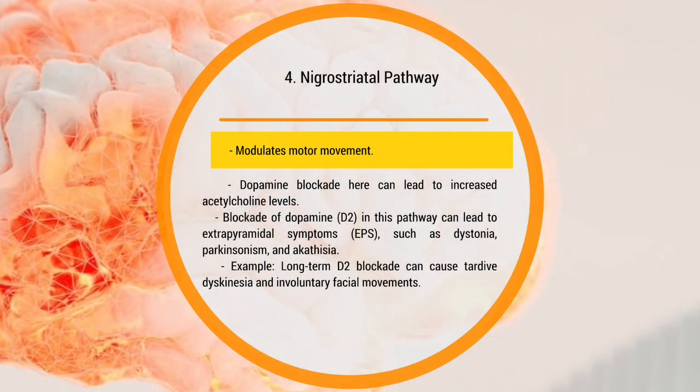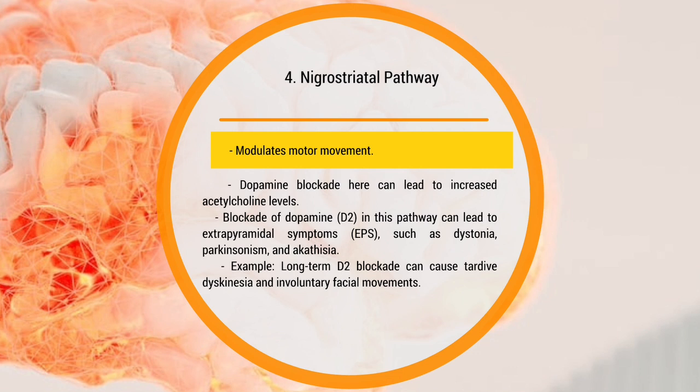However, we would see less problems with the second generation, but they still can happen. And if they happen, it is in the nigrostriatal pathway. In this nigrostriatal pathway, it modulates your motor movement. So, if we have a blockade here, it can lead to an increase of acetylcholine. Okay, so here the problem is when we have a blockade of dopamine, acetylcholine goes up. Dopamine and acetylcholine are in an inverse relationship.